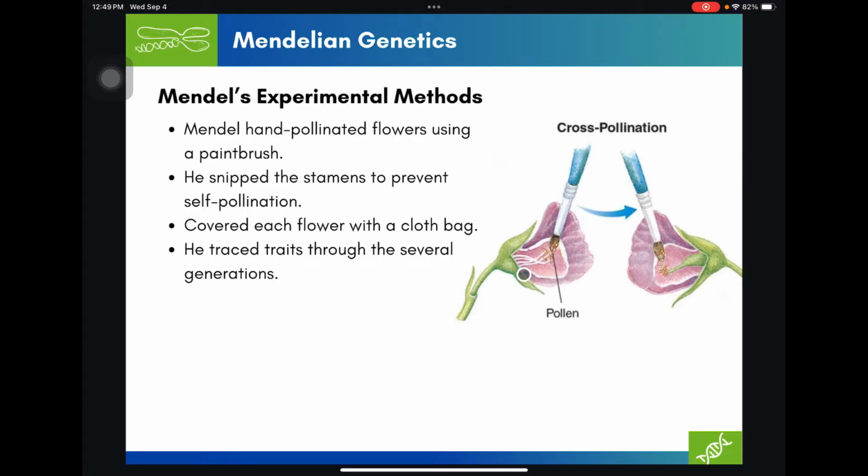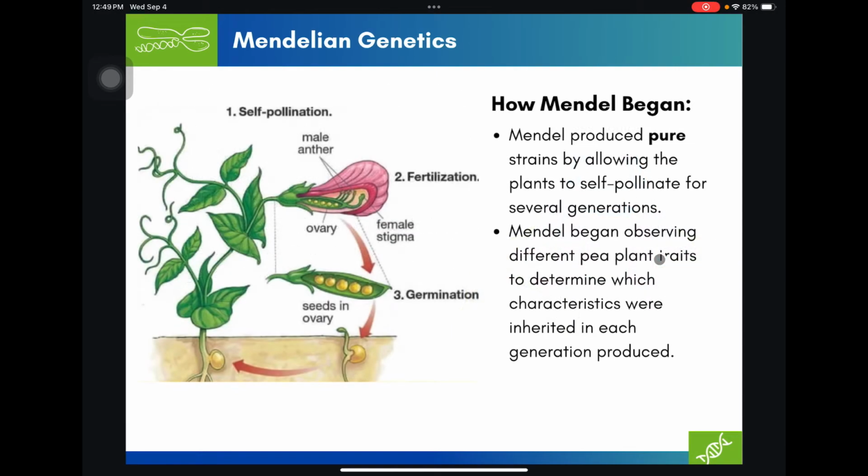Through this, he was able to trace the traits through several generations, and these traits that we're actually talking about are technically summarized in some of the genetics books.